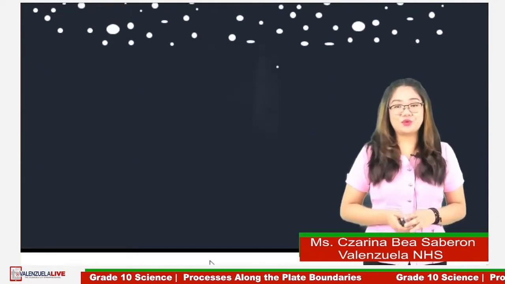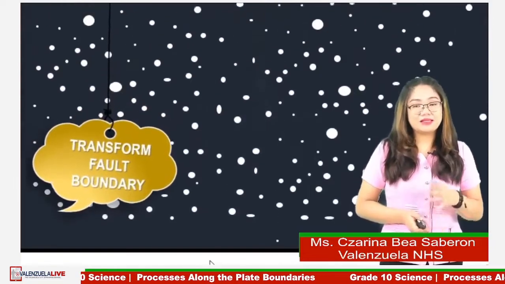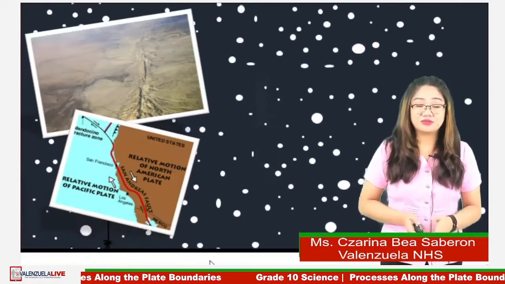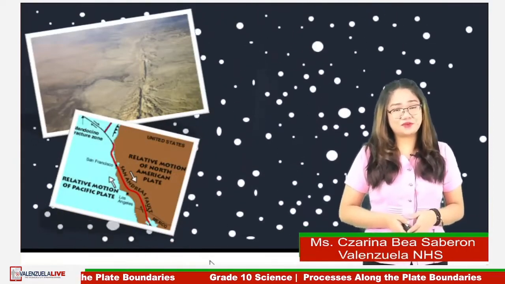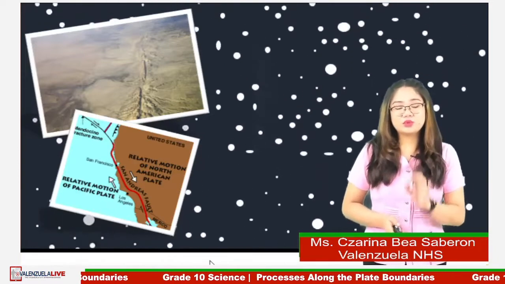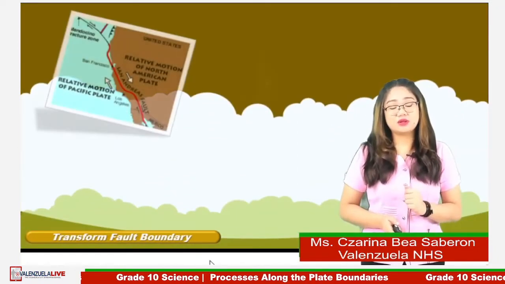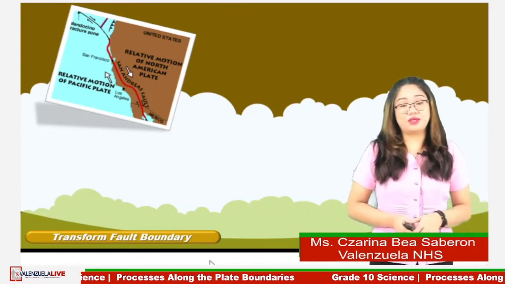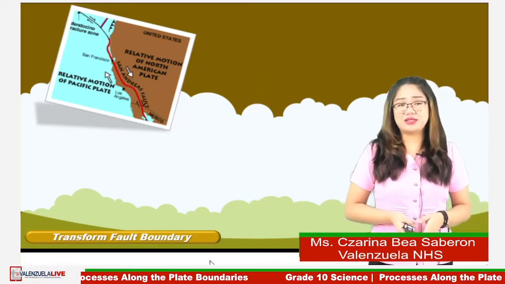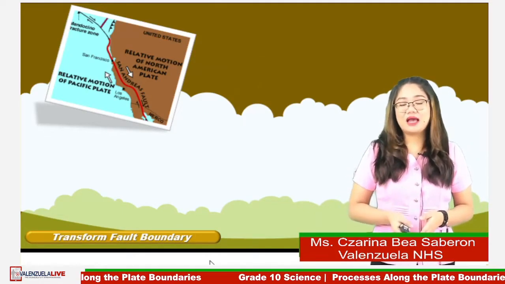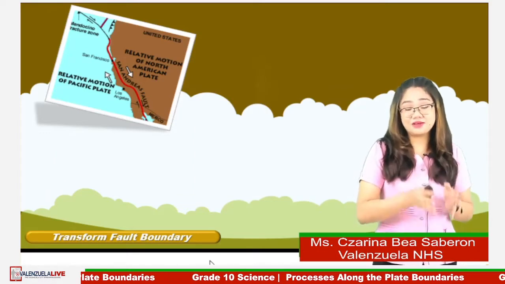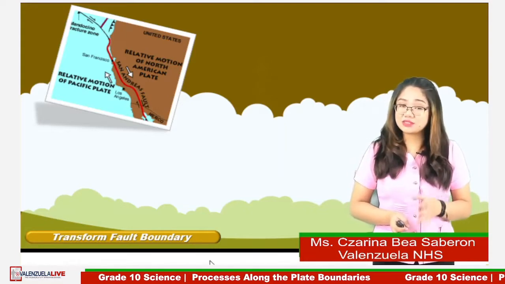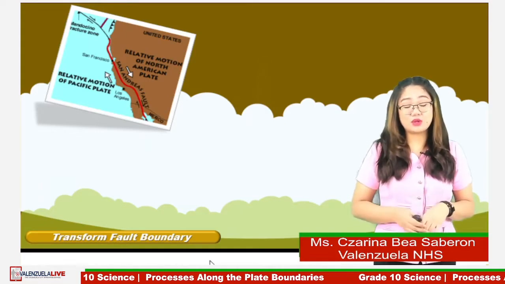Now, moving forward to our last topic, let's have the process that happens along the transform fault boundaries. Transform fault boundaries are formed when two plates slide past one another. And this creates massive and destructive types of earthquakes. As you can see in the illustration, for instance, the San Andreas Fault has created a boundary between the Pacific plate and the North American plate. And this is due to their opposite relative motion as they slide past one another.